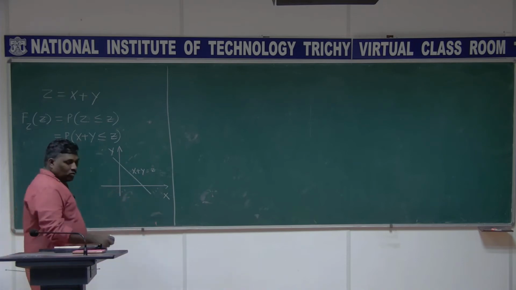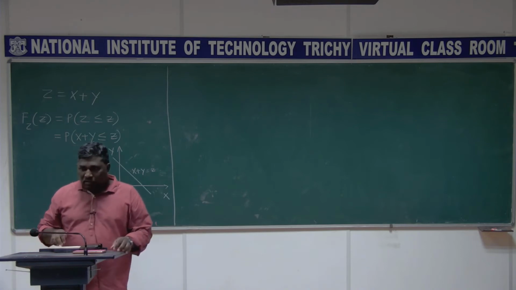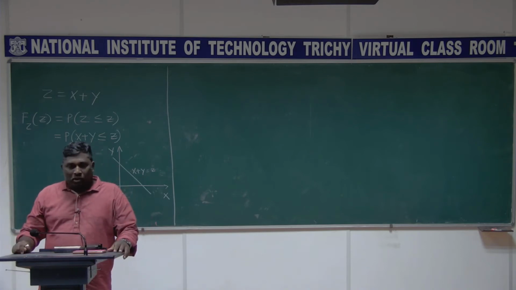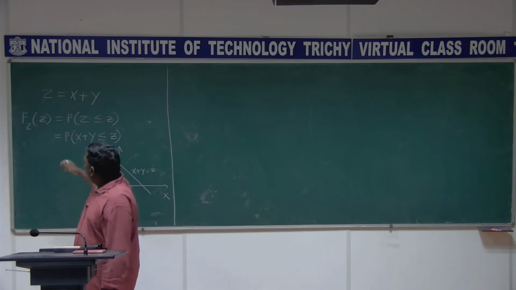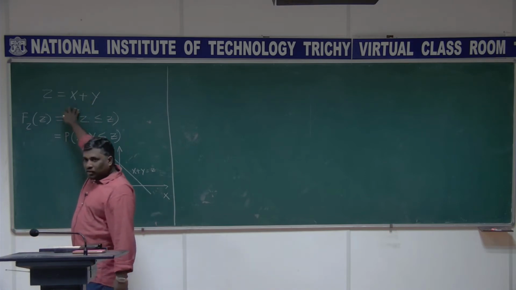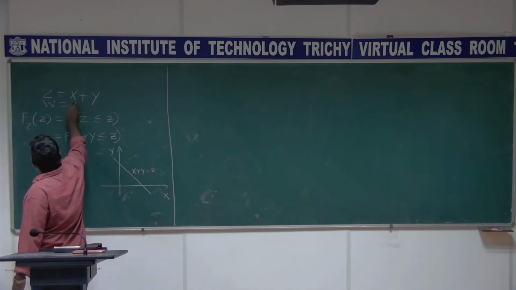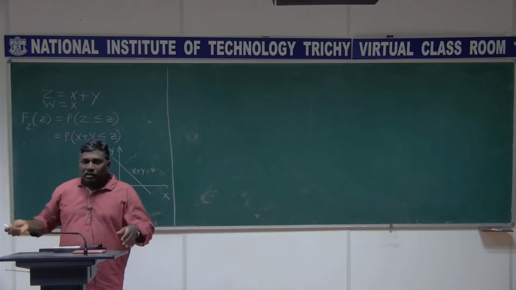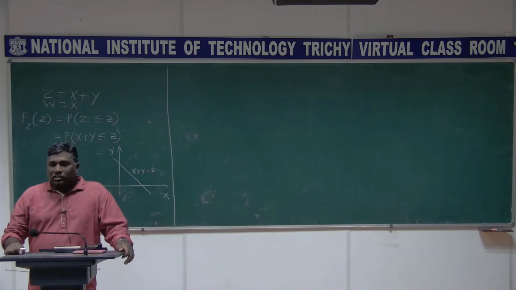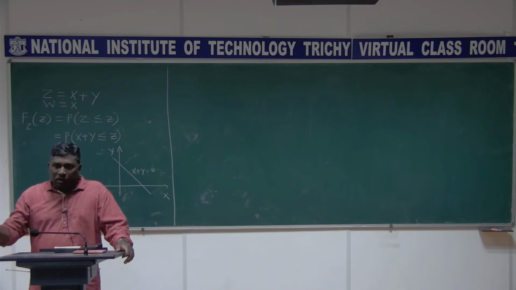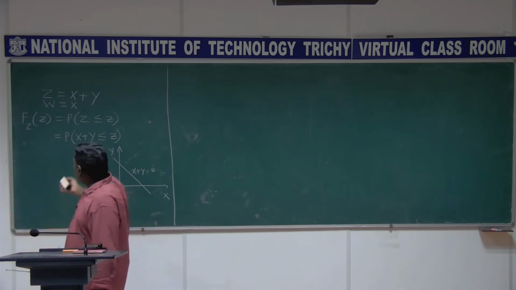What I can do is use the other way, the Jacobian technique. In that case, we can introduce a dummy variable, like W equal to X, then do the Jacobian and find the joint density function of Z and W, and then go for the marginal density function. That is one approach, so I leave it.